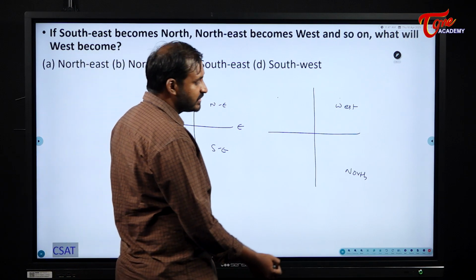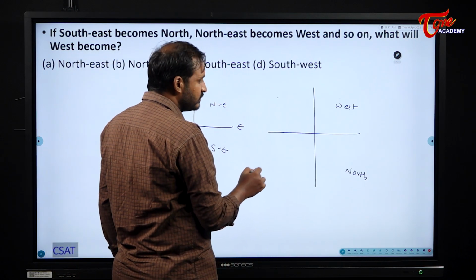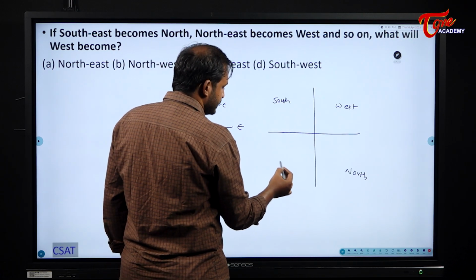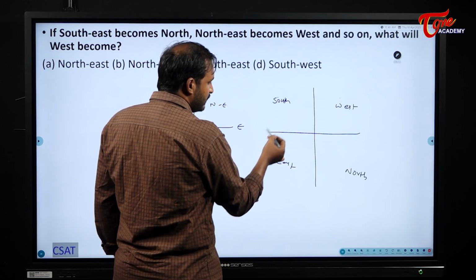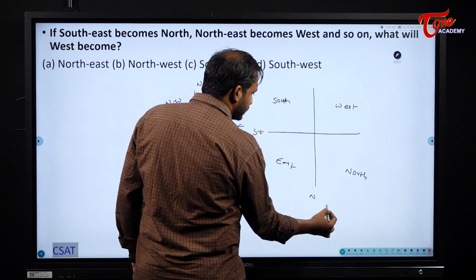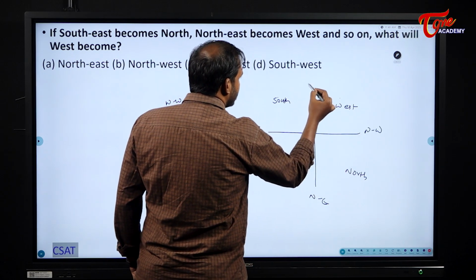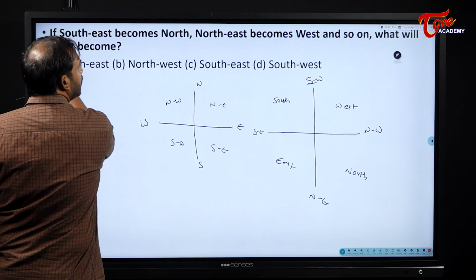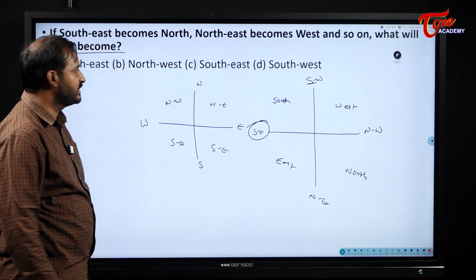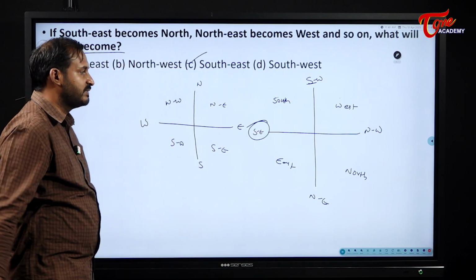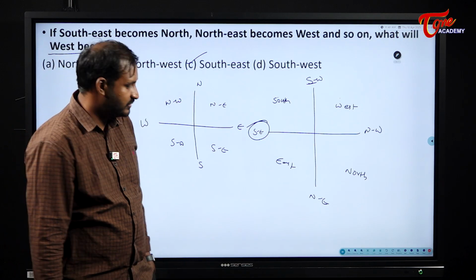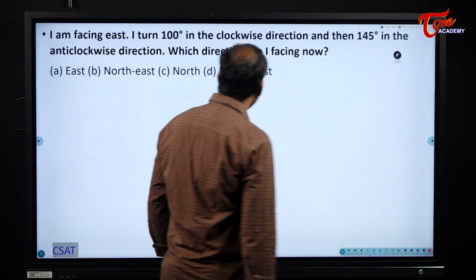Now see here, please observe here, students. If this is north, what is opposite to north? South. If this is west, what is opposite to west? East. Then this will become what? Between south and east, what does it become? Southeast. Between these two, what does it become? Northeast. Between these two? Northwest. This will become southwest. Now what is our question? What will west become? West is becoming southeast for us here. Understood? In this manner, the directions will be changed. Next one, changing of directions.